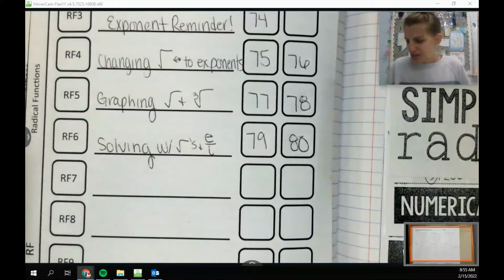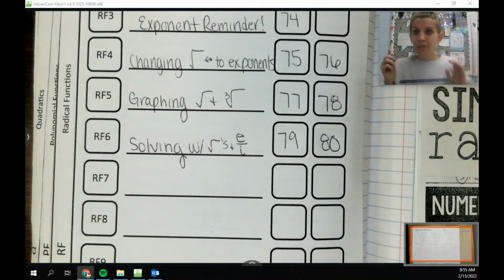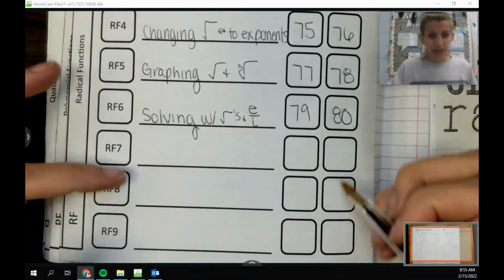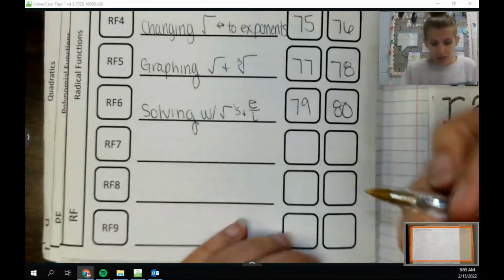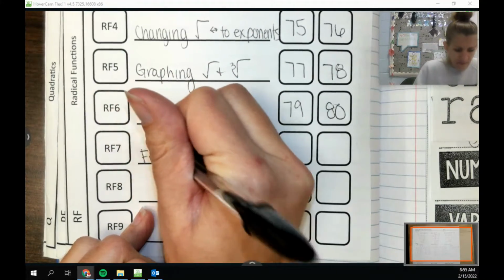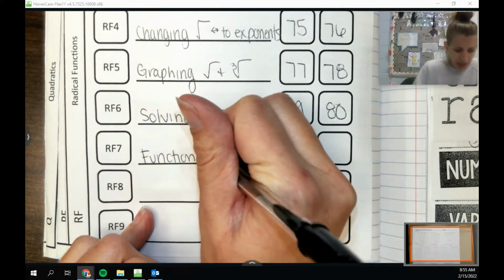All right, guys, let's add to our notebook again. Now, we are starting like a little mini lesson, but it's so mini that it's not really worth it to get a new table of contents. So we're just going to add it to this. It's not even 3 sections. It's only 2. So what we're going to talk about is function operations.